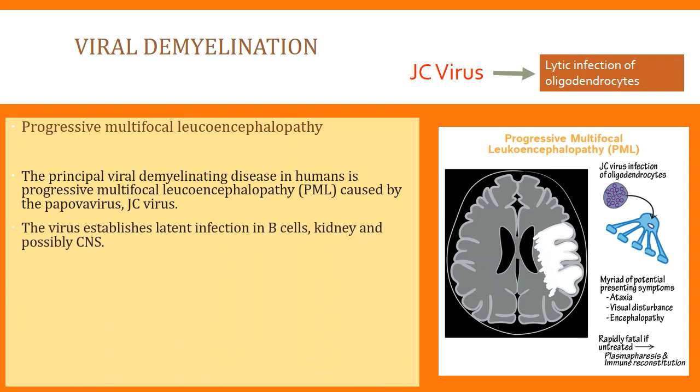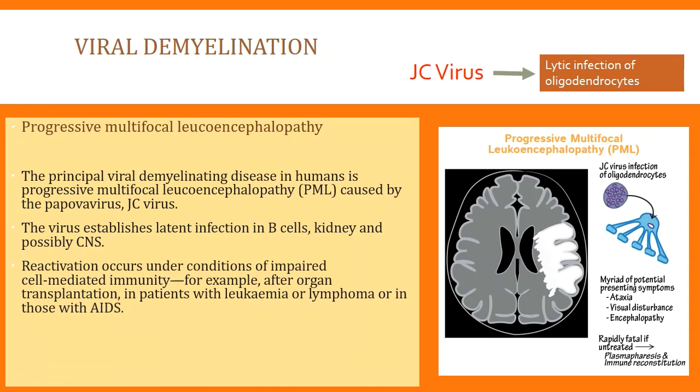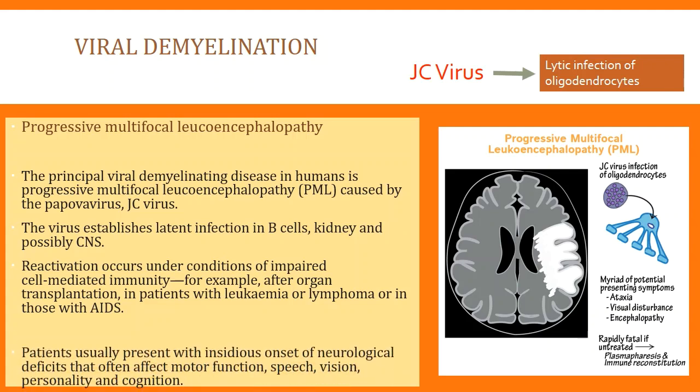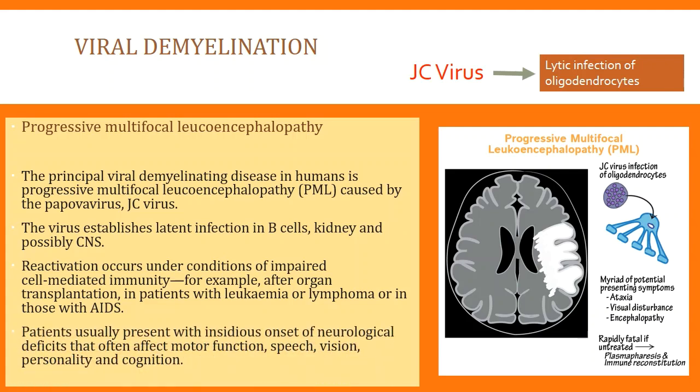and the Papova virus. The virus establishes a latent infection in the B cells, kidney, and possibly in the CNS as well. Reactivation occurs under conditions of impaired cell-mediated immunity, for example, after organ transplantation or in patients with HIV or AIDS, leukemia or lymphomas. Patients usually present with an insidious onset of neurological deficits, particularly affecting motor function, speech, vision, personality, and cognition.